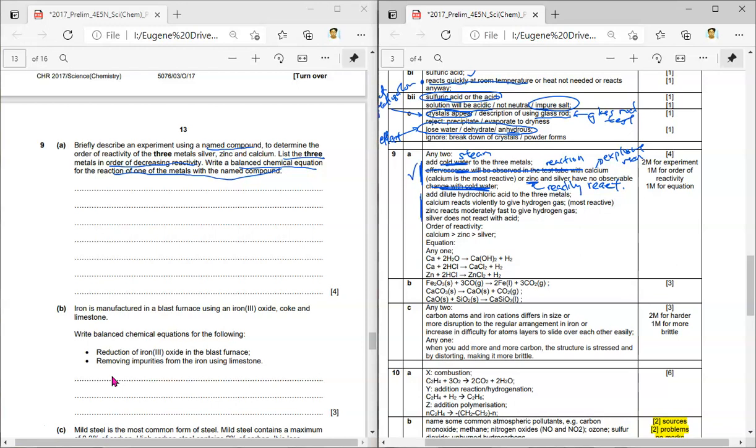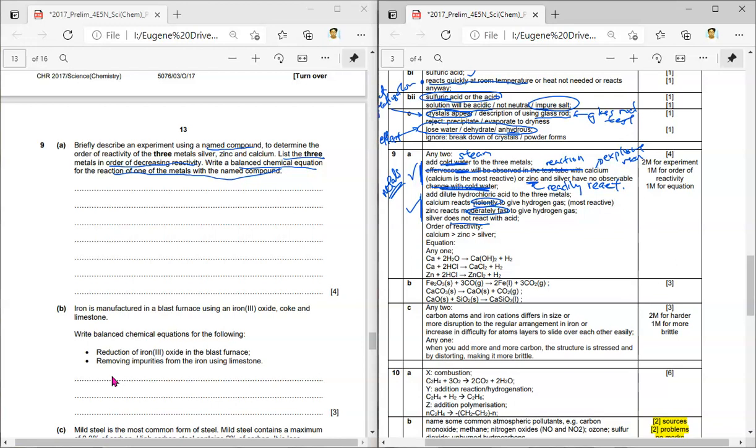The other one is dilute hydrochloric acid. With dilute hydrochloric acid, all of them will give hydrogen, but generally you will see violently, moderately fast, does not react. So you can see a gradation in the different degrees of reactivity for each of them. Do take note of this in terms of how to go about describing. We can refer to the metals chapter on the reaction.